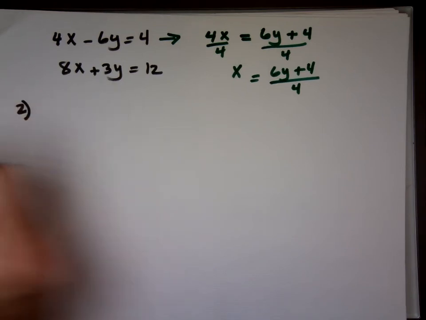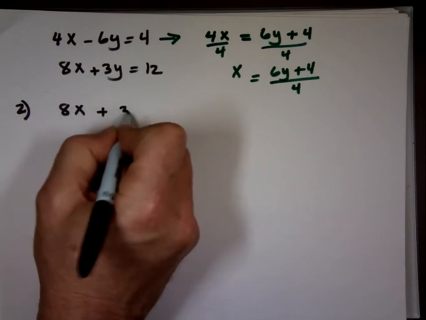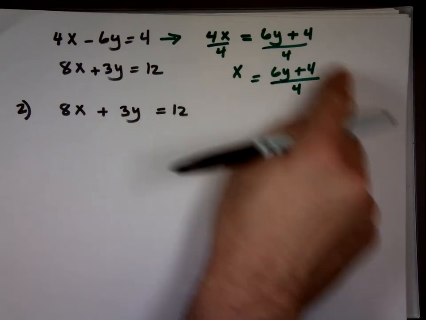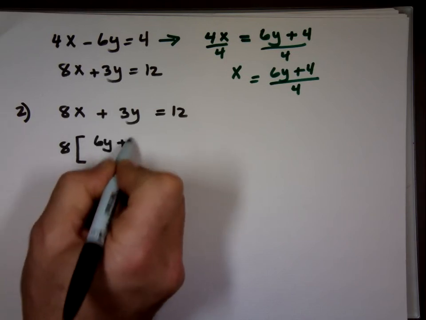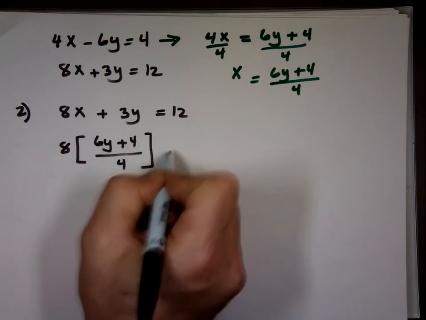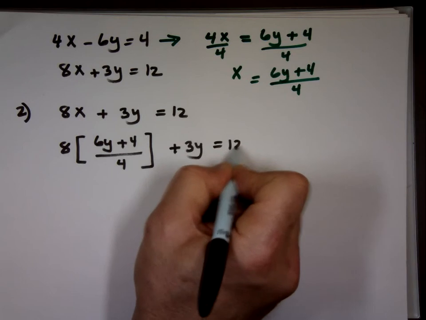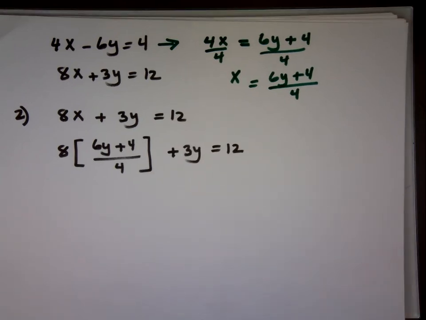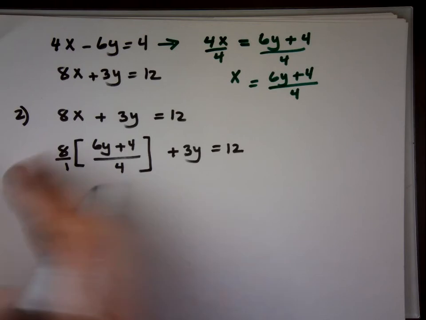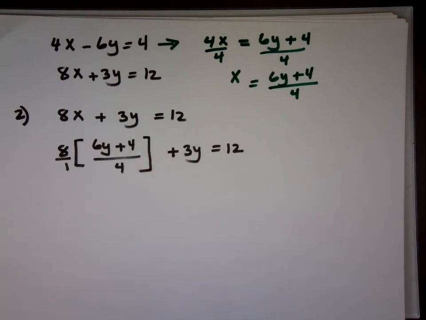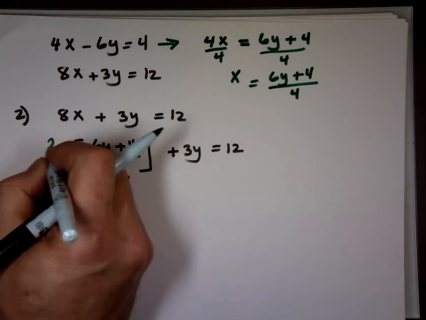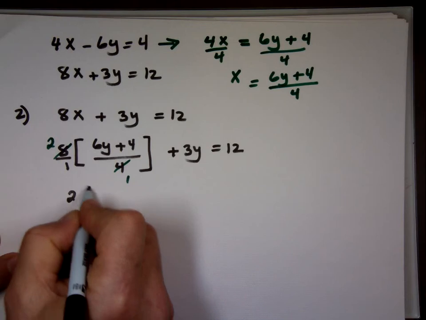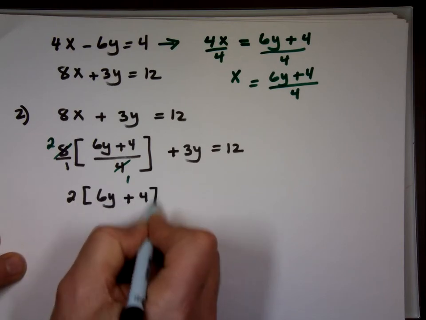Step number 2, take the other equation. My other equation in this case is the bottom one, and replace x by the expression equal to that. There's the 8. In place of x, I'm going to put (6y plus 4) over 4. Now I'm going to multiply. The 8 is 8 over 1. If you remember, when you multiply fractions, you can multiply first and simplify, or you can simplify first and multiply. Let me try simplifying first. By 4, this is 1. By 4, this is what? 2. So this will be 2 times (6y plus 4) plus 3y equals 12.